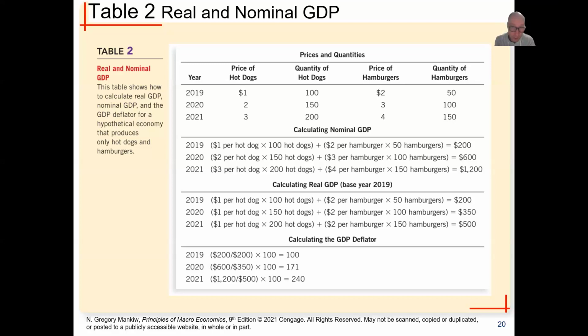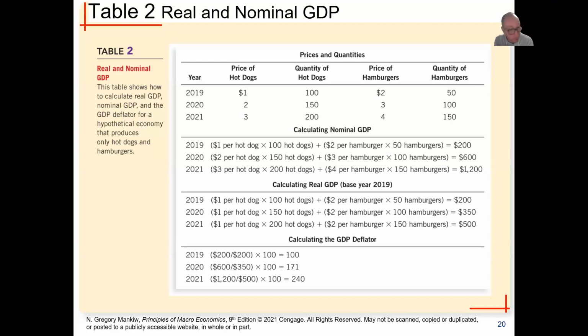So let's look at the real GDP. When we calculate real GDP, we take 2019 as being the base year. And so what that does is it provides us an ability to understand the real changes in GDP from year to year. 2019 being the base year, that's 200. So taking that as the base year, we keep the same price for each year, and we multiply that by the new quantities. That helps to figure out the real GDP for each year.